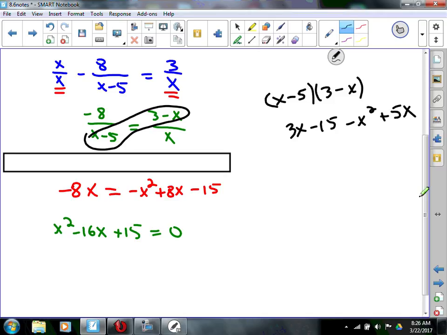Don't need the quadratic formula. What do we do? Factor it? Sure. Teach me how to factor.